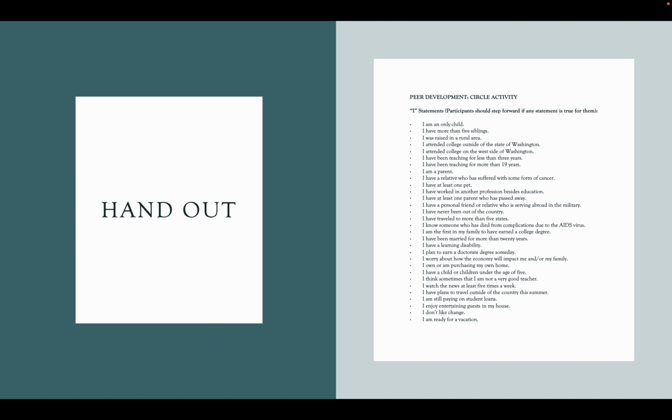So you see here on the paper, you have all I statements. What we are going to do is spread out, move our desks, stand in one large circle, and I am going to read each statement one by one. And if it applies to you, if you resonate with that statement, that is your truth, you will take one step forward. We will now break out and form a circle and start this activity.